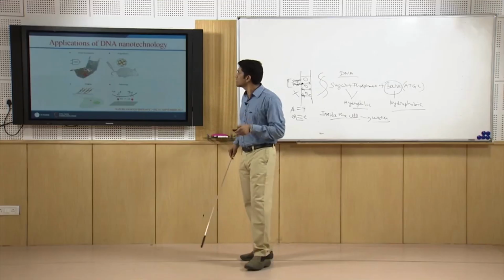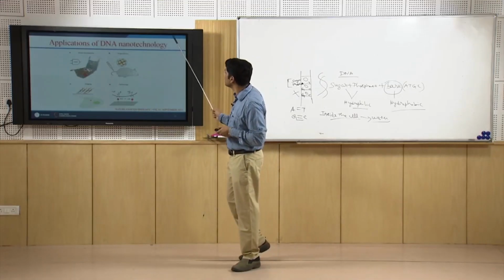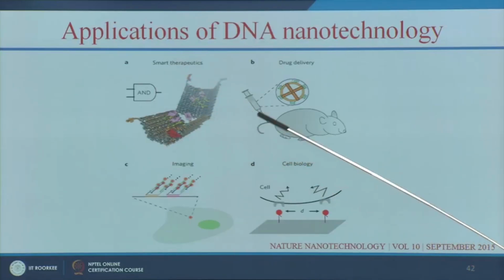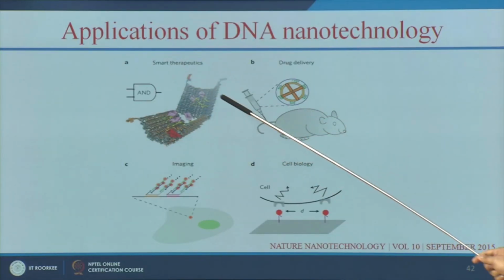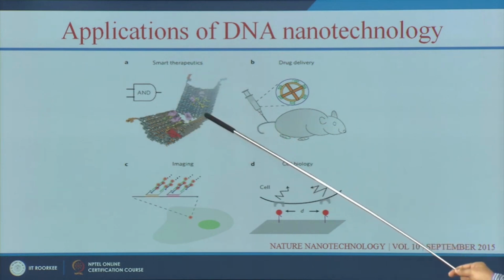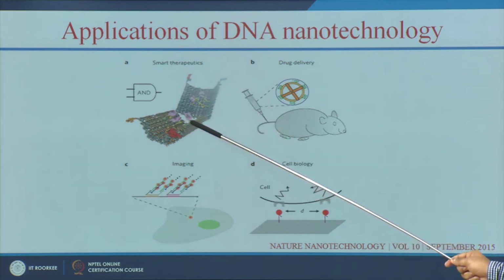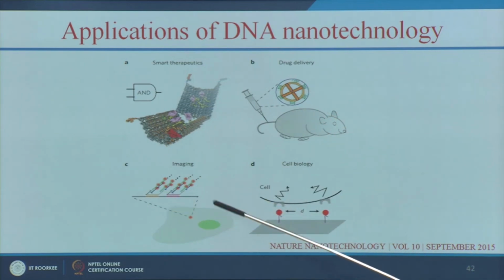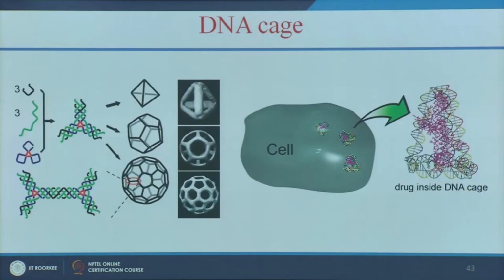So, let us see the applications of DNA nanotechnology. The first one is smart therapeutics and the second one is drug delivery. In smart therapeutics, it will release the drug when a particular signal is available, and we can also use it as a kind of nano carrier for drug delivery, and we can use this DNA for imaging application for diagnosing various diseases, and also we can use it for various cell biology applications. Let us see one by one.